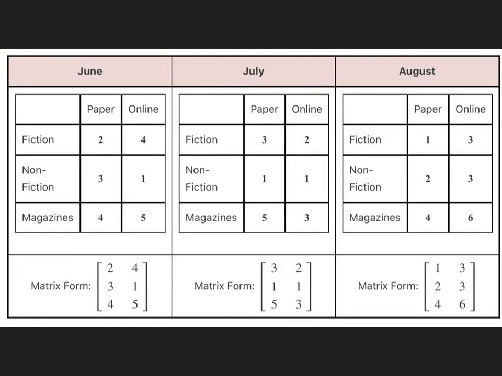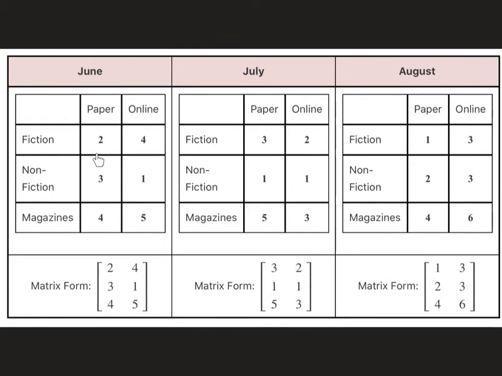You can see that we have different months in play, because it's up here. I'm assuming they're asking about books, right? Because is it a paper book or is it an online or digital book? Fiction, nonfiction, magazines. And you can see that each month has those same criteria: paper, online, fiction, nonfiction, magazines.